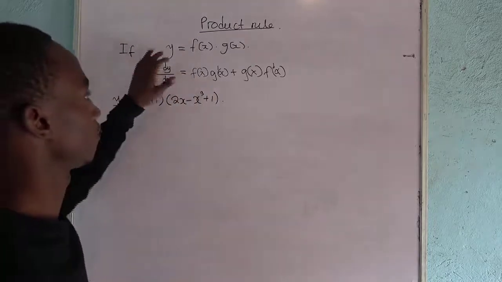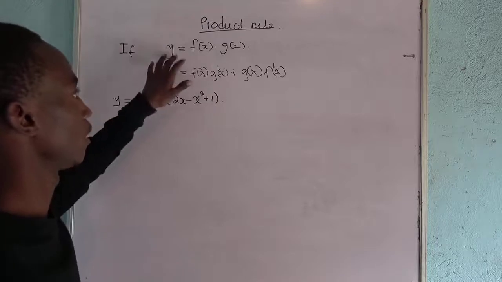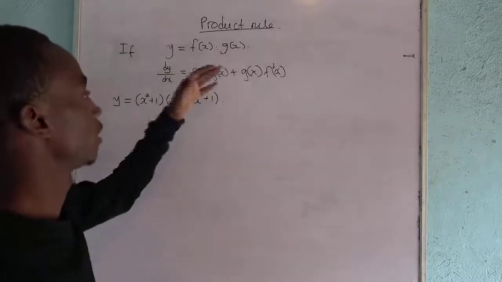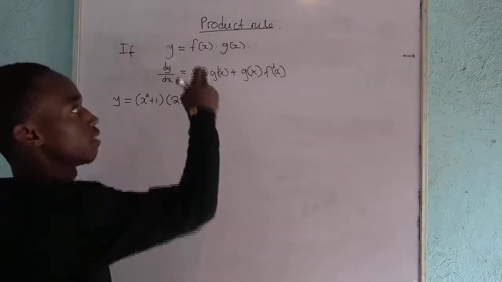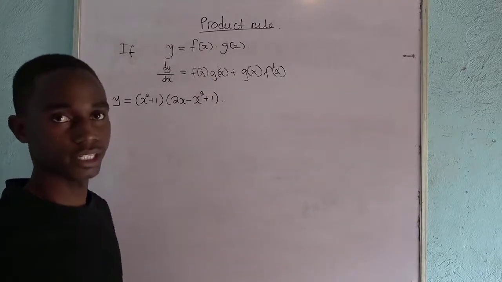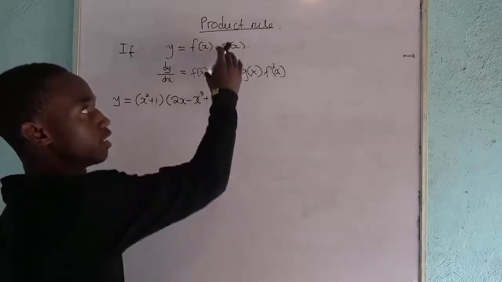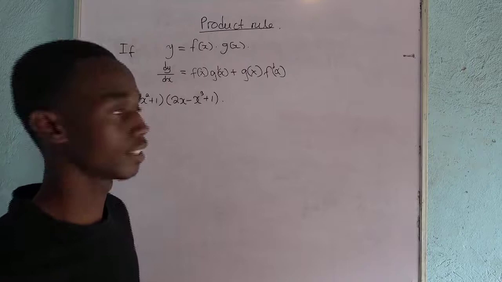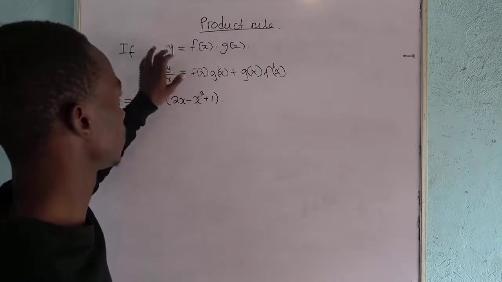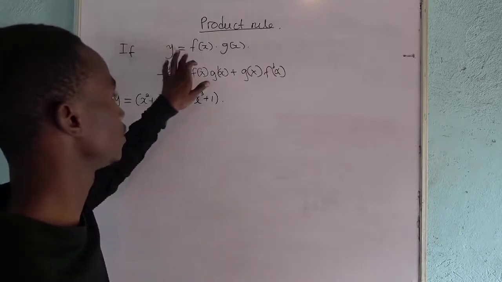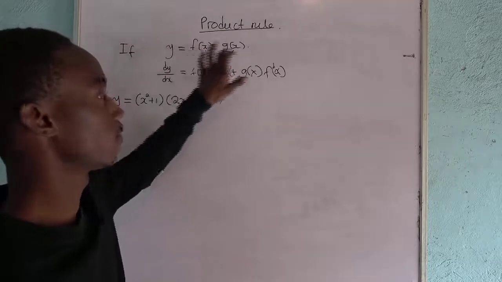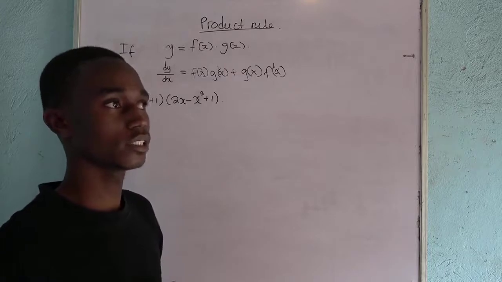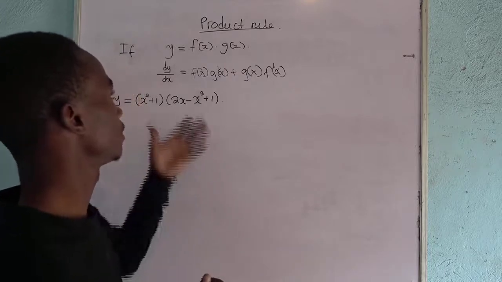If we are given a function y which is equal to f of x multiplied by g of x. Now understand that f of x is some function of x multiplying with g of x, which is another function of x. So in other words, given a function y which is equal to two functions of x multiplying like that, how are we supposed to differentiate y?